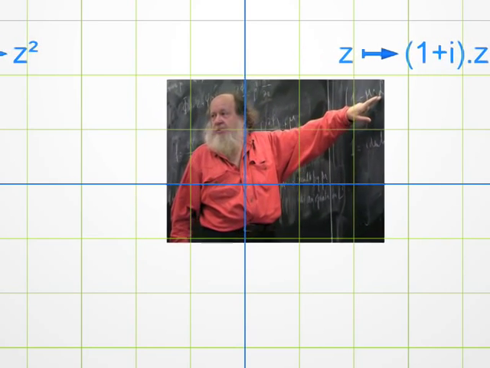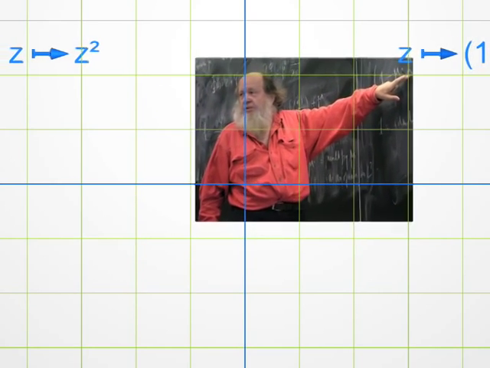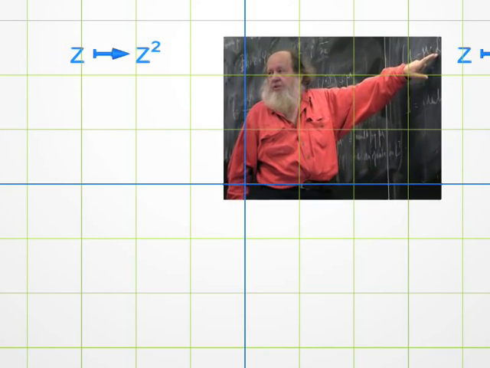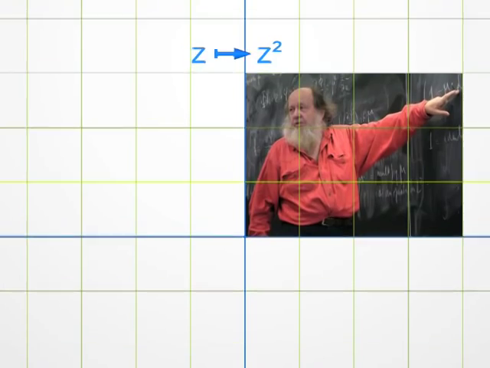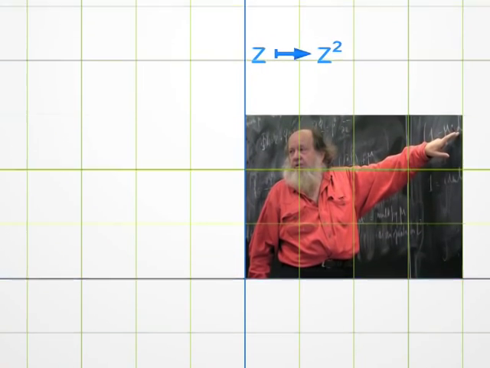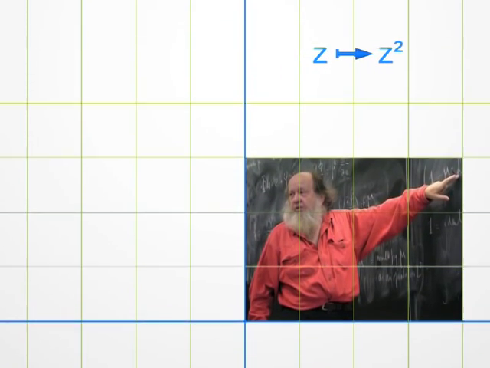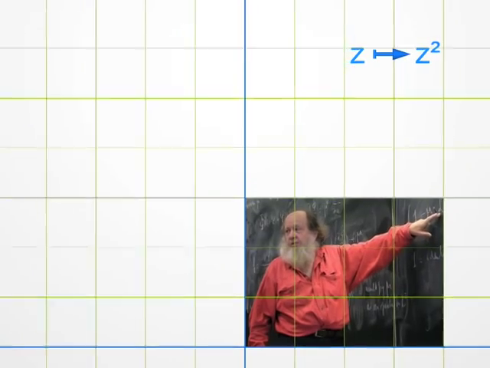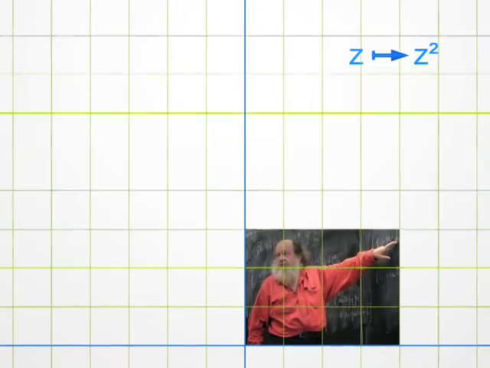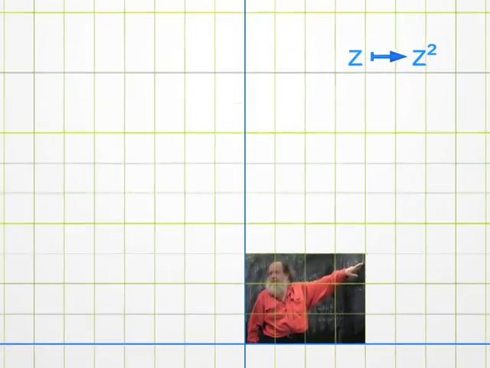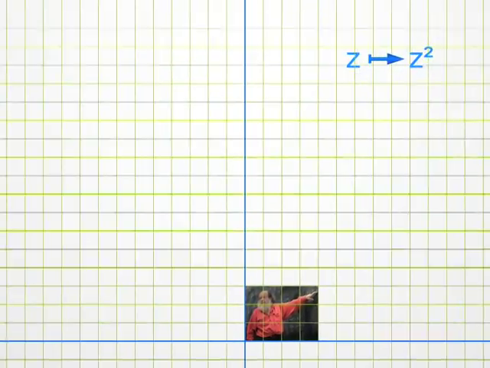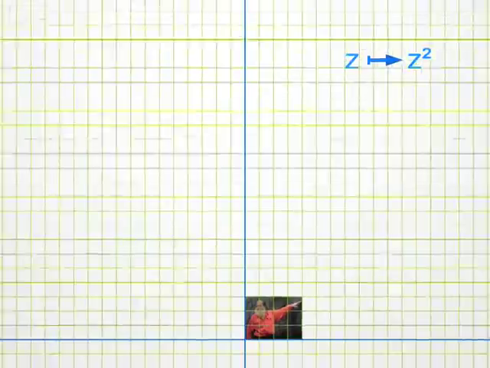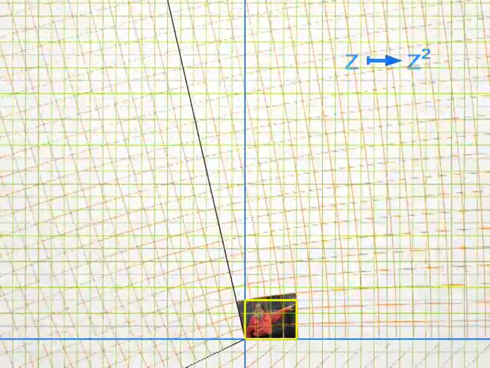More interesting. We are going to transform the points Z into their squares, Z times Z. Let's begin by placing the photo in a suitable place, flush against the coordinate axes. Then I zoom a little bit, since the squaring process will change the size of things, and I need enough space to show you this. Okay, now we can transform the photo progressively.